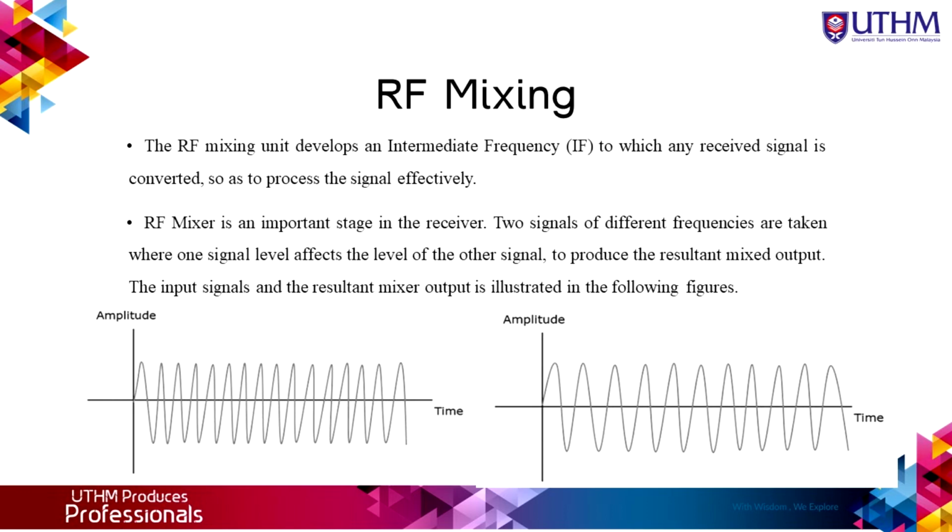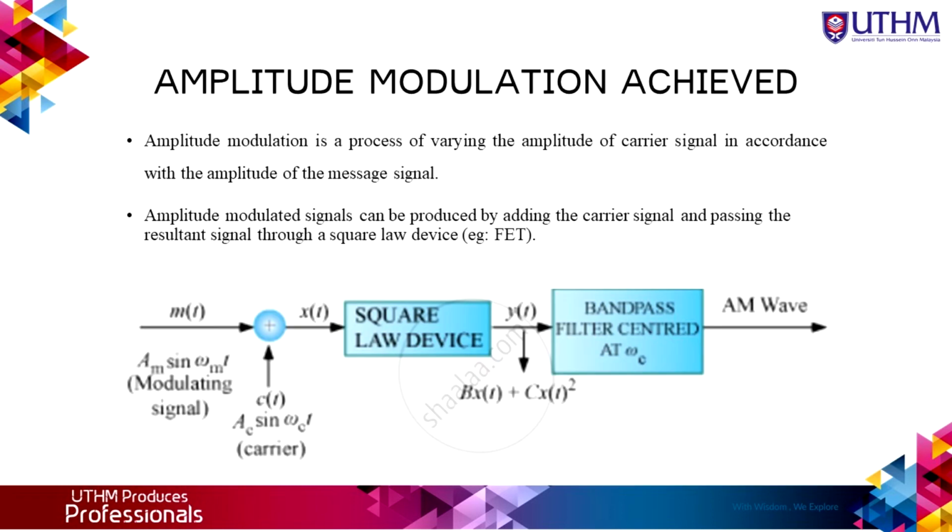RF mixing. The RF mixing unit develops an intermediate frequency to which any received signal is converted, so that the processing of the signal is effective. The RF mixer is an important stage in the receiver. Two signals of different frequency are taken where one signal level affects the level of the other signal to produce the resultant mix output.